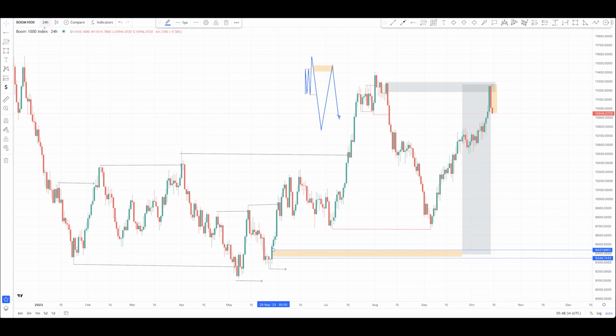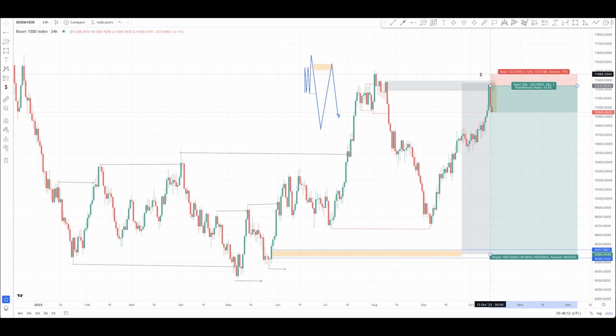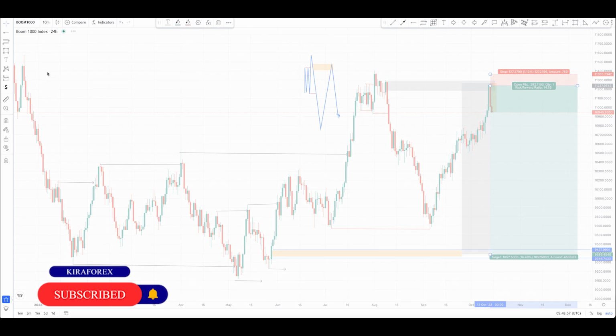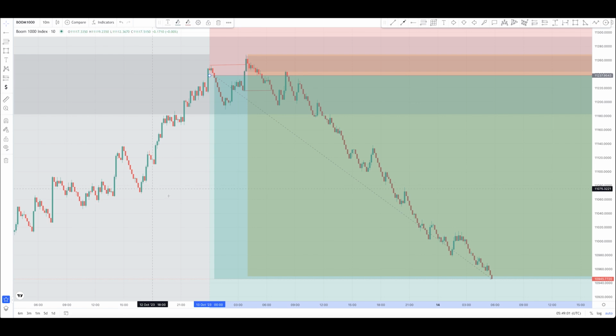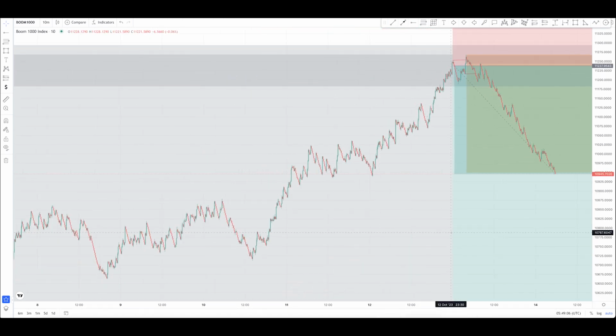So let's go back to the 10 minutes time frame and look for our risk to reward. So definitely this is how it's going to be. Our take profit is going to be somewhere around this area. But let me go back to the 10 minutes time frame so that we can get a smaller risk than this one. You can see that the risk here is very big and huge.